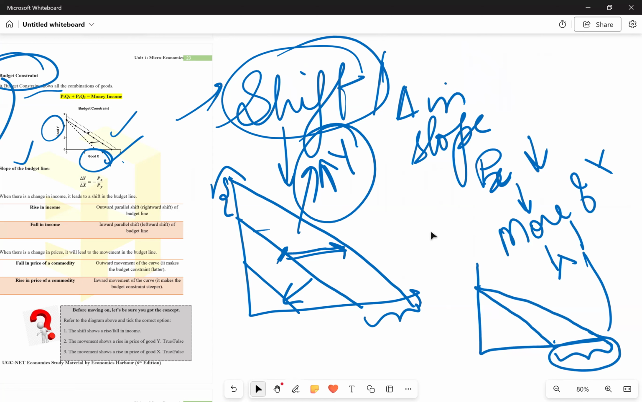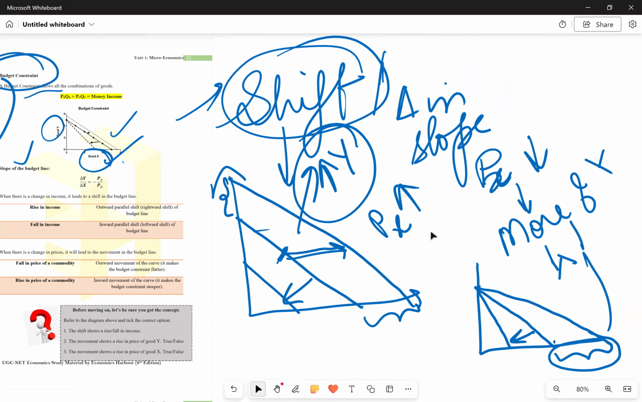Similarly, if there is a rise in the price of X, now you can consume less of X. So this would move the budget line inwards.